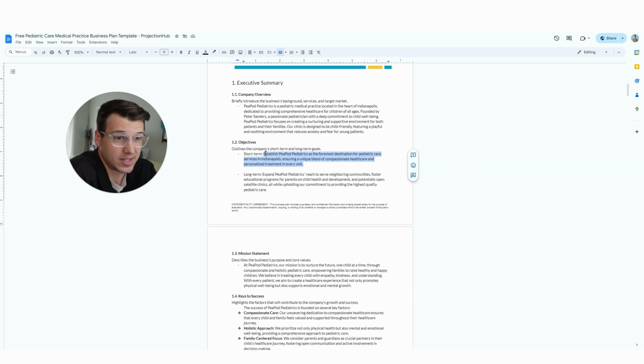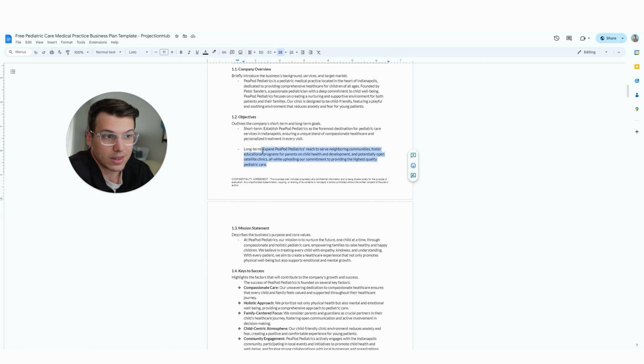Because if that goal feels attainable, then that's a big win for your lender. They're like, yes, I see where they're trying to get to, that's a really good goal, and you can measure whether you were successful or not. Same thing is true with long term. We want it to be measurable.